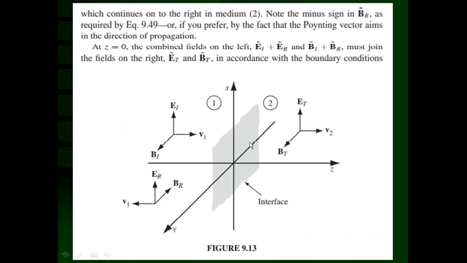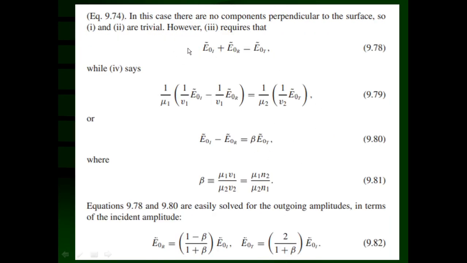In this case there are no components perpendicular to the surface, so equations 1 and 2 are not important. From equation 3 we can say that on the left hand side of the surface, the joining electric field amplitudes are E0I plus E0R. This is the magnitude of the incident electric field and reflected electric field on the left hand side. This is equal to E0T. The sign is missing; it is not a minus sign, it is equal to E0T.